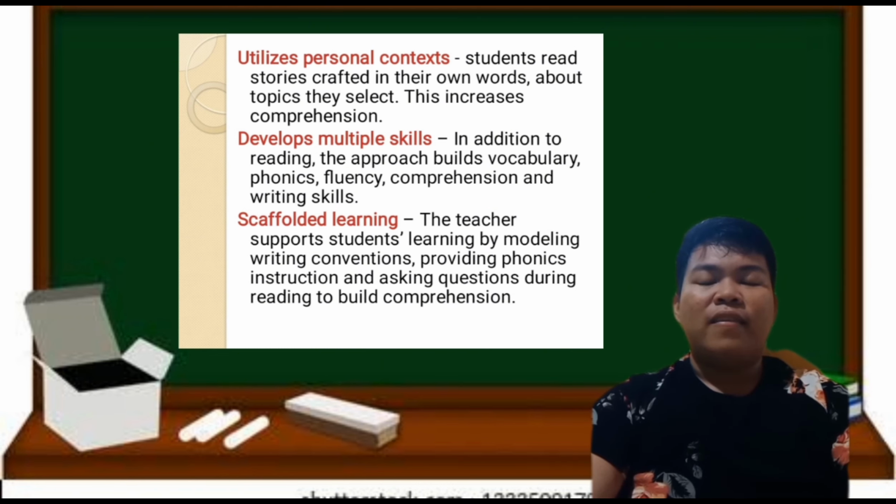And lastly, scaffold learning. The teacher supports students' learning by modeling writing conversation, providing phonics instruction, and asking questions during reading to build comprehension. The teacher must guide the learners in the learning process and their journey in learning the language.